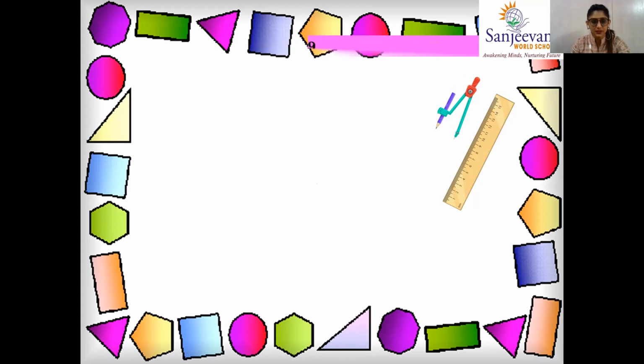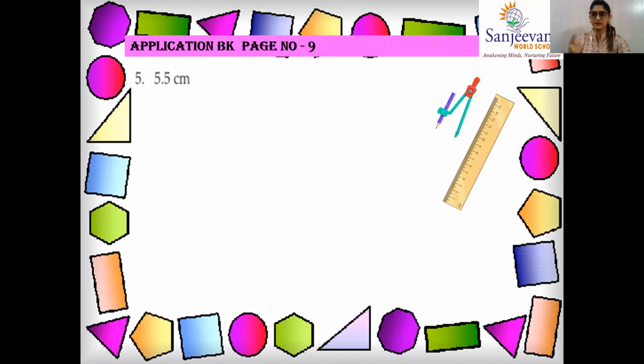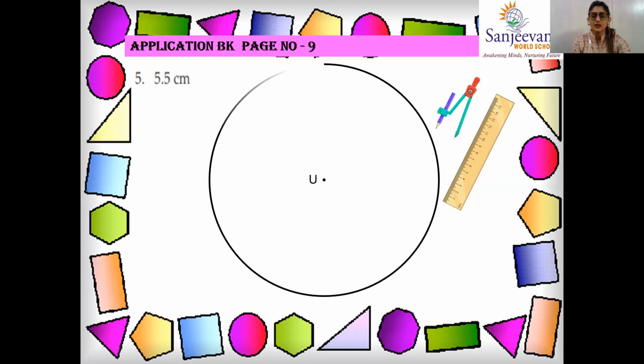Going ahead with the fifth circle, again the same steps we will be doing. 5.5 centimeter radii, mark the center point, name it as U. Take your compass and take the measurement of 5.5 centimeter using the scale and draw the circle. Once that is done, draw the radii, name the radii UV and write the measurement 5.5 centimeter on it.